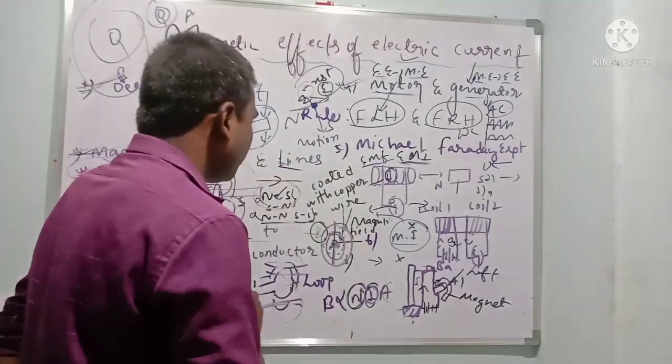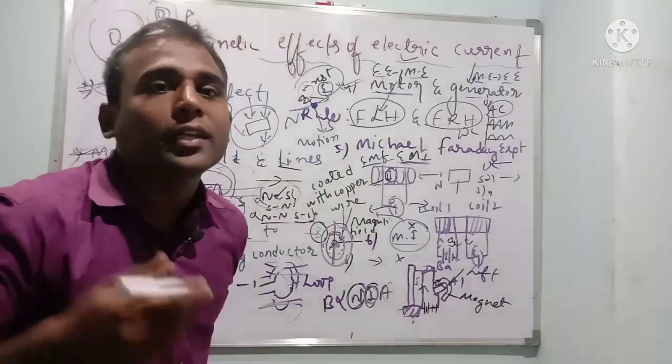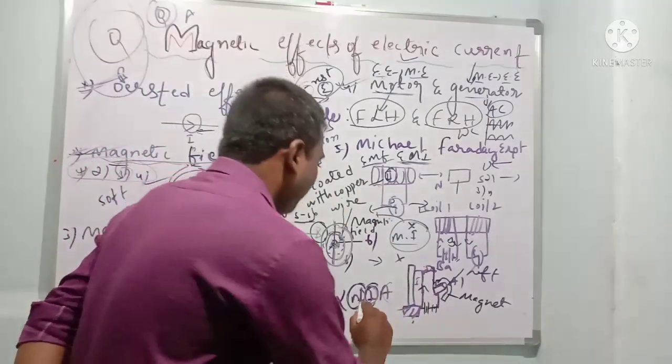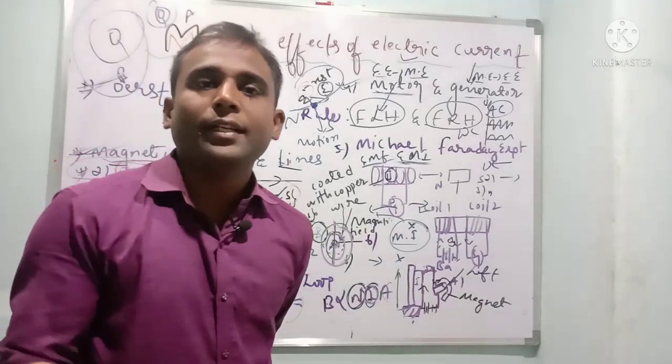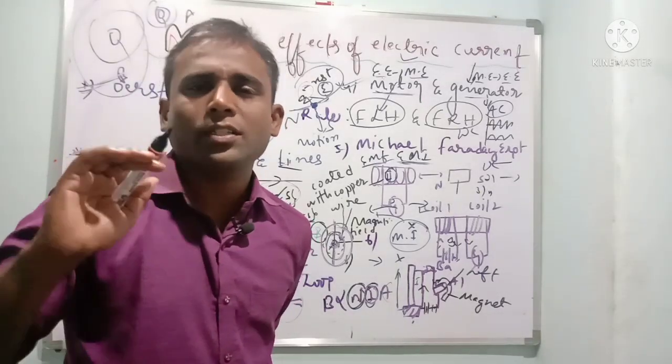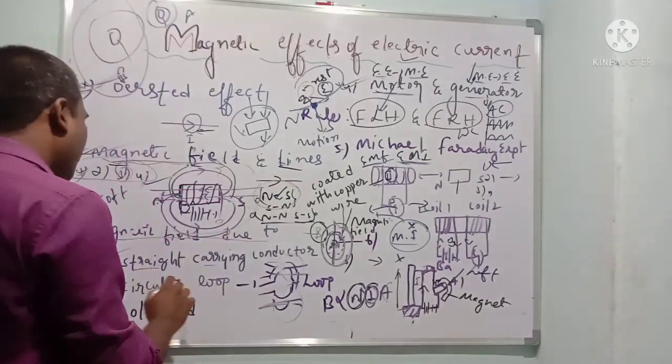Now, this magnetic field, how can we increase it? Just if I increase the amount of current in this wire, the magnetic field increases. That's it. Second, circular loop.